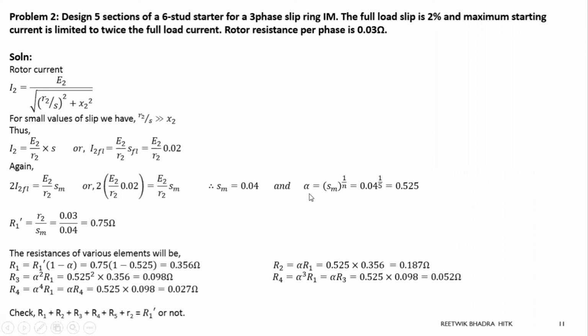So you can calculate your alpha. Alpha is equal to SM to the power 1 by n. So 0.04 to the power 1 by 5. That is 0.525. Then the next calculation, R1 dash. This is R2 by SM. So what is R2 given?